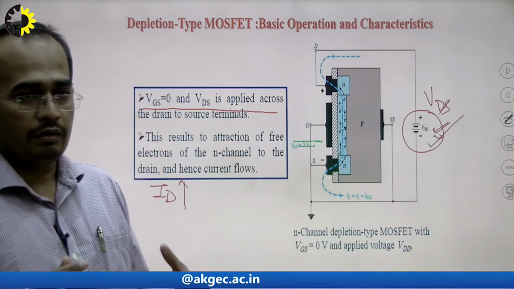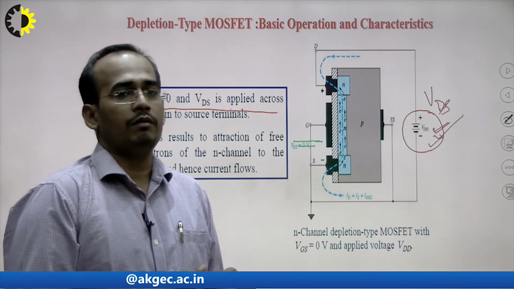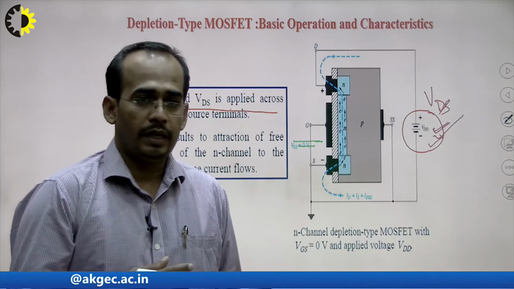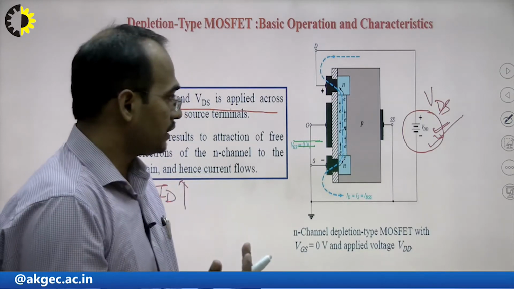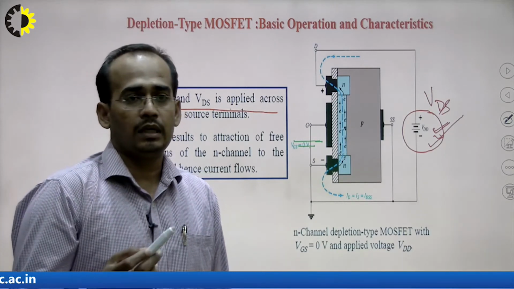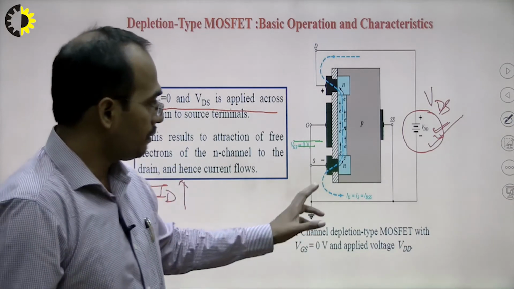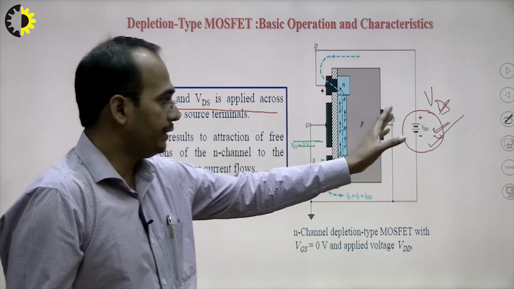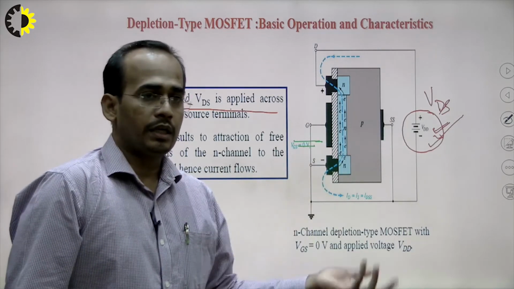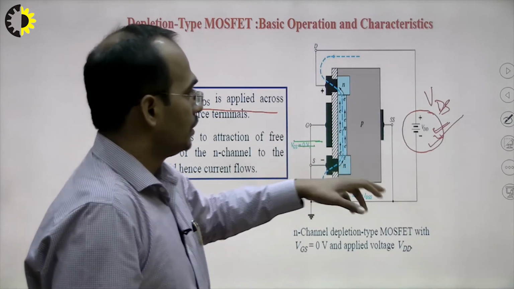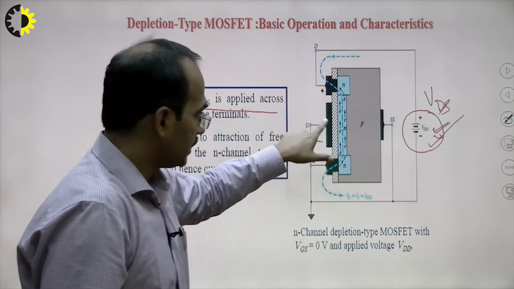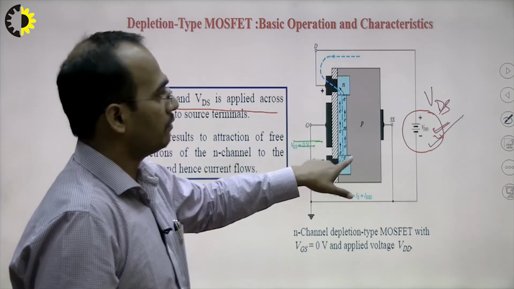So, when these minority charge carriers start contributing to the flow of current, the drain current will start increasing. Whatever current was flowing in the case of VDS will increase by some value. So, you can say that by increasing the gate to source voltage, the drain current ID will start increasing.